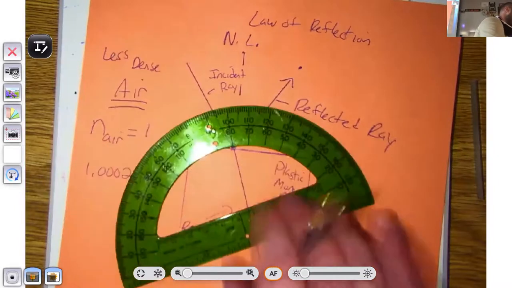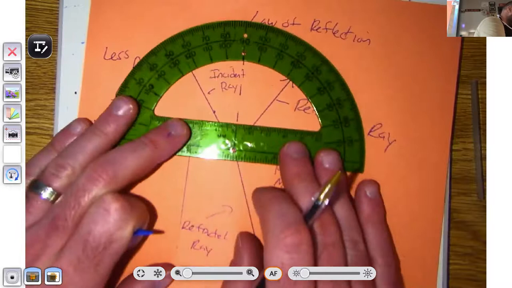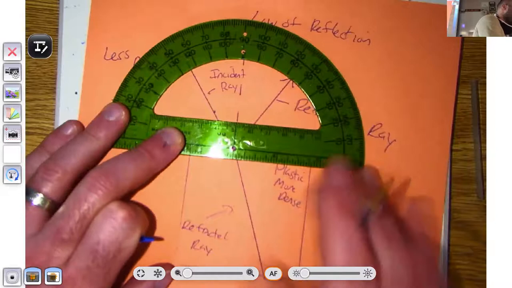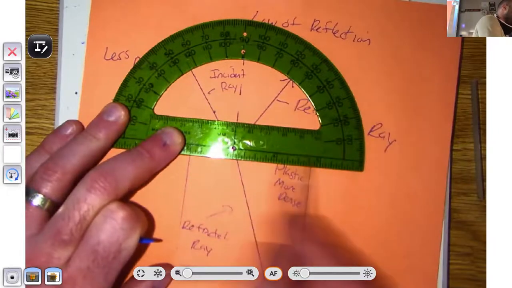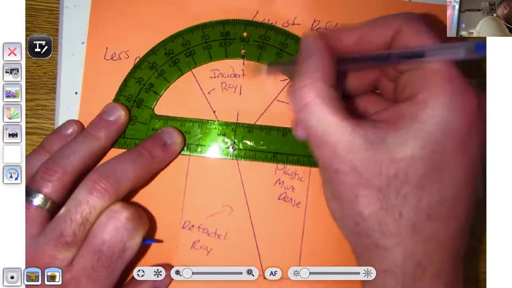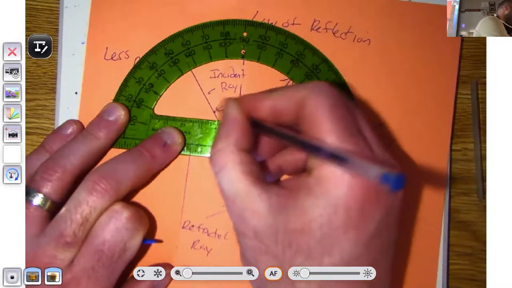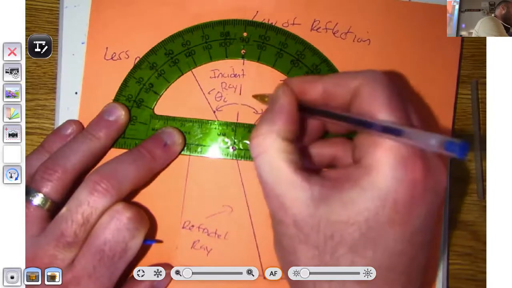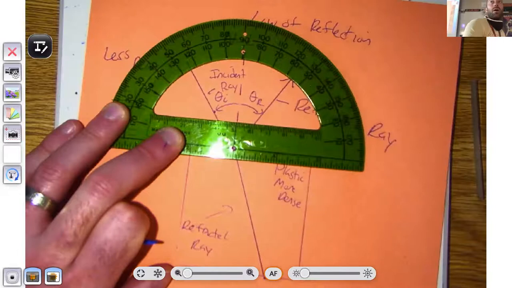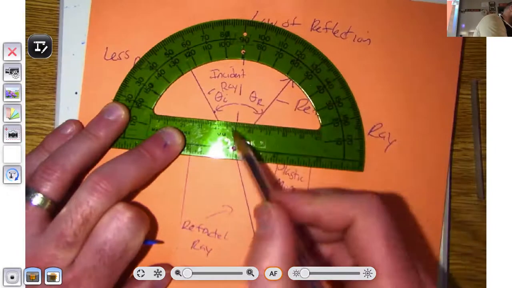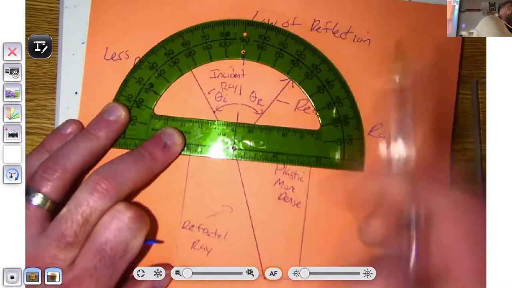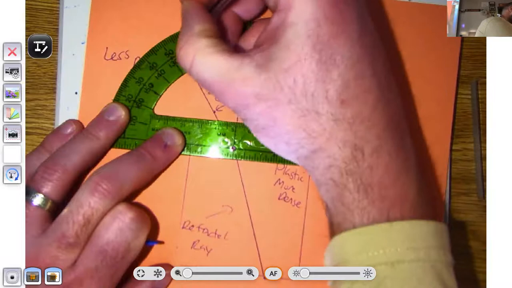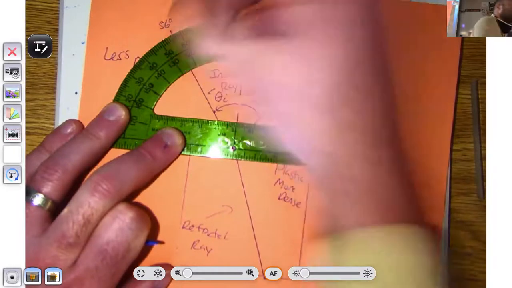Now here's what I'm going to do. I'm going to line up my protractor. So this line is on the surface of my plastic. Here is my normal line. This angle is theta I, and this angle is theta R. Well, let's see. This line right here appears to be going to about, if we were to continue it, that looks to be about 56 degrees.